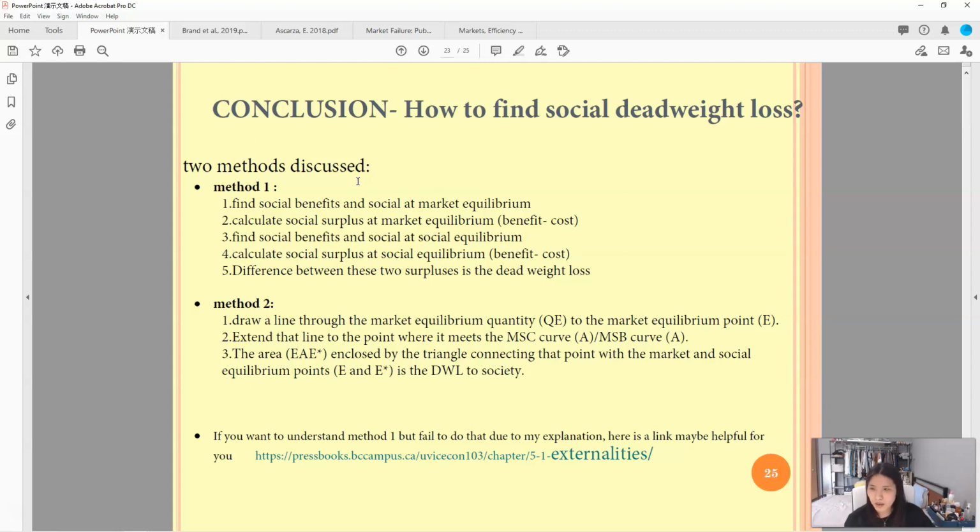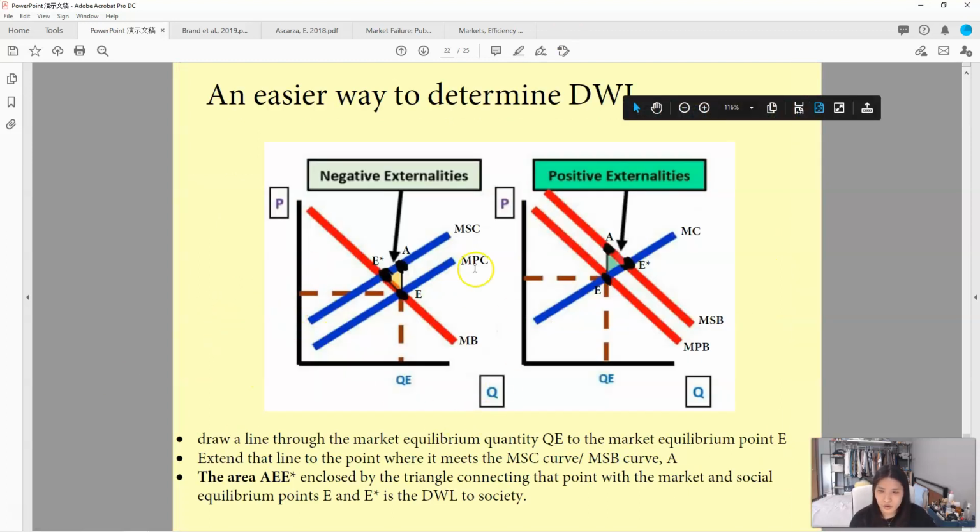The second method is more about drawing. Graphing is much easier to understand, I believe.